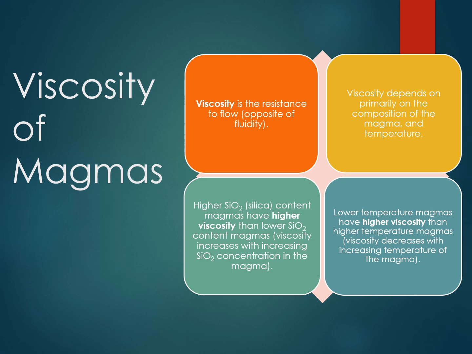The viscosity of magma is the resistance to flow. Viscosity depends primarily on the composition of the magma and temperature. The higher silica content magmas have higher viscosity than lower silica content magmas. Viscosity increases with increasing silica concentration in the magma. Lower temperature magmas have higher viscosities than the higher temperature magmas. Viscosity decreases with increasing temperature of the magma.